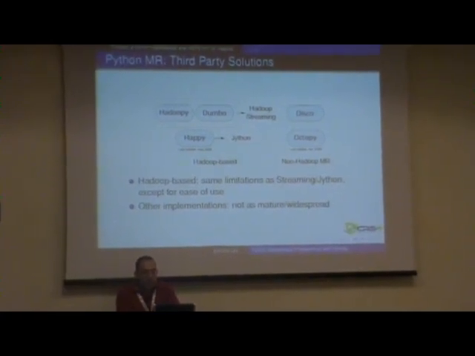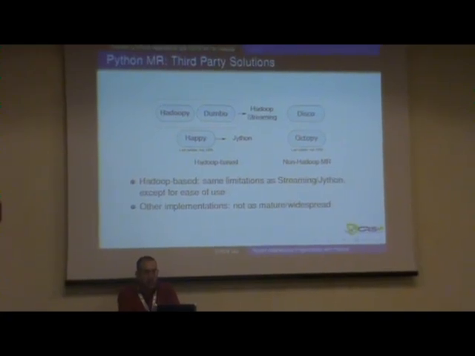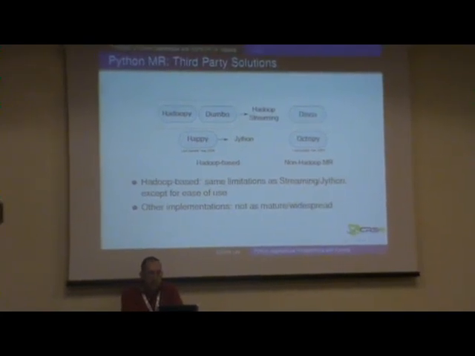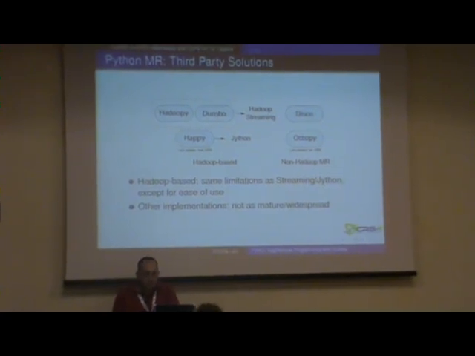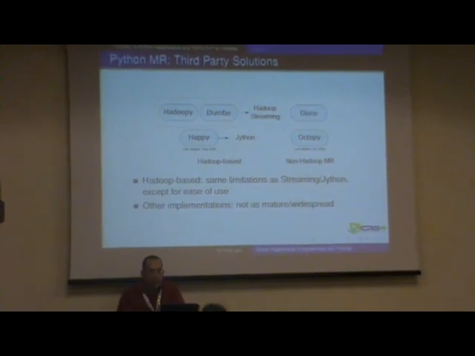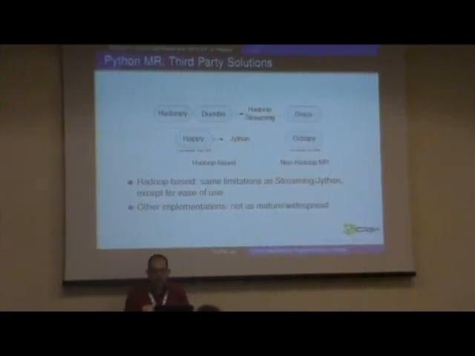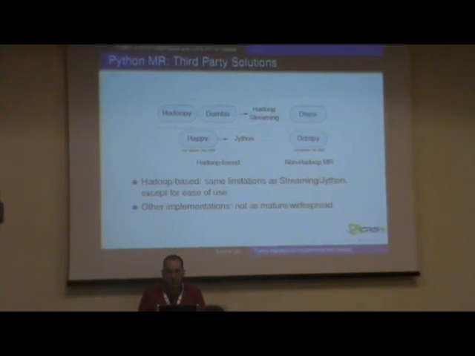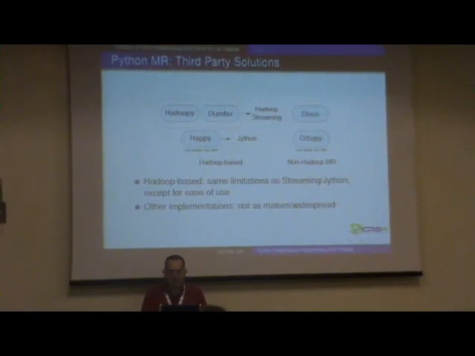So, for what concerns Hadoop-based implementations, they are either based on streaming or Jython, so they basically suffer from the same problems. The most used one is Dumbo. Also, Happy is similar, and there are wrappers around streaming which allow for a more natural programming style. They basically make it easier to run programs because you have a nice interface, but under the hood, they're still based on streaming. So apart from the ease of use, they basically have the same problems.